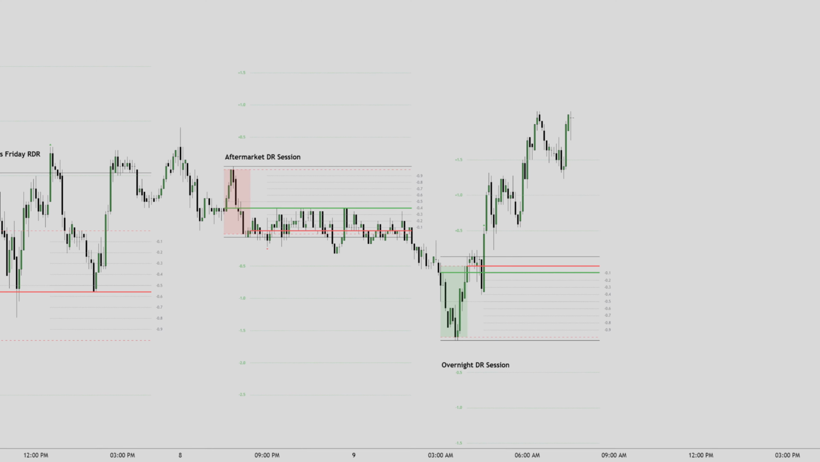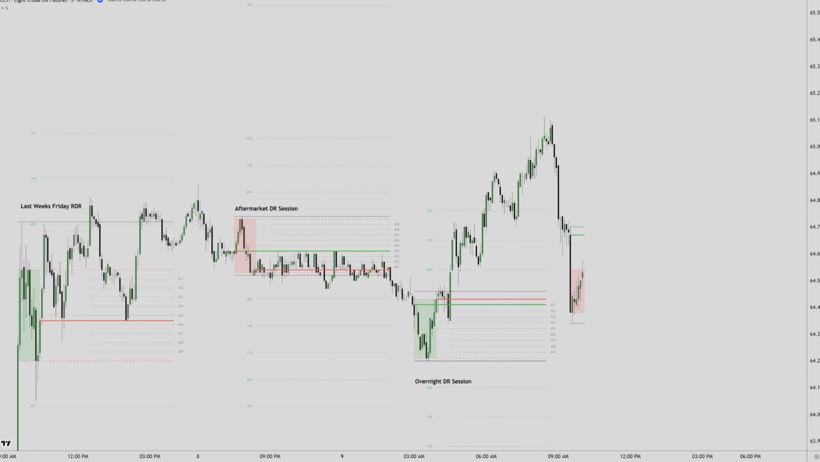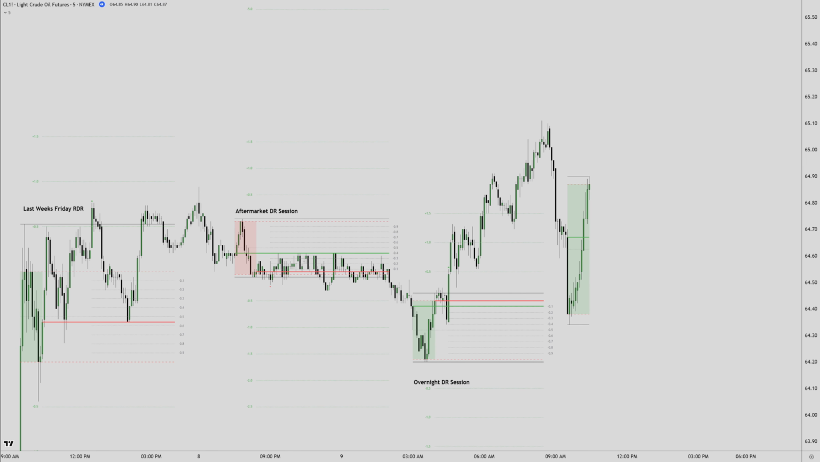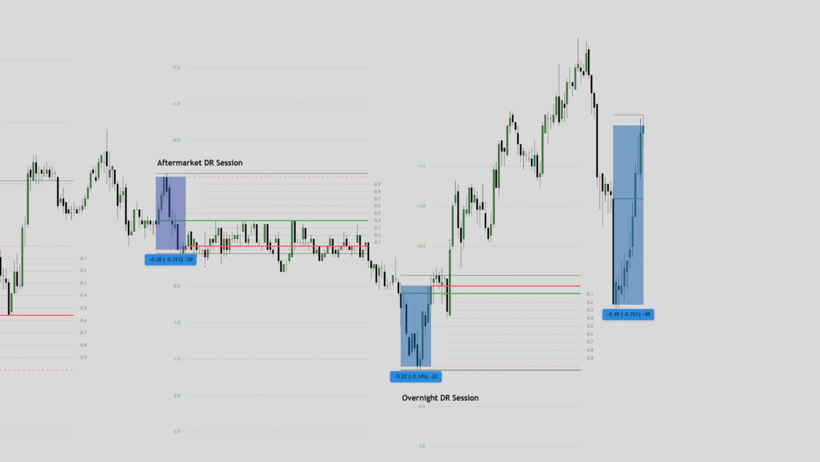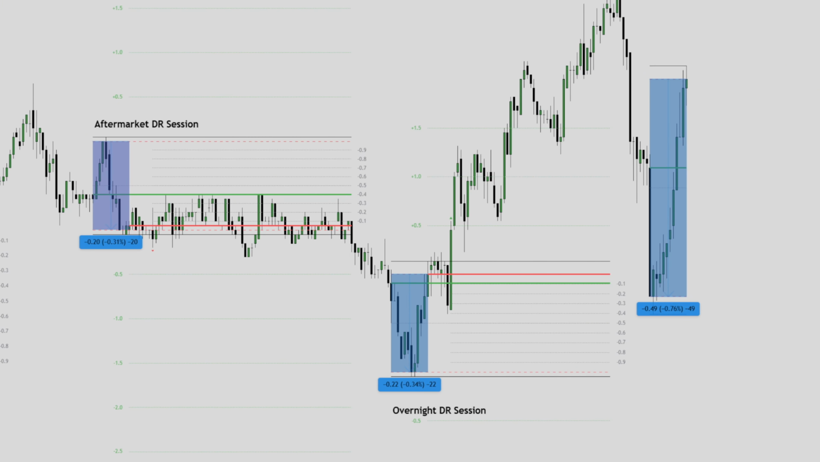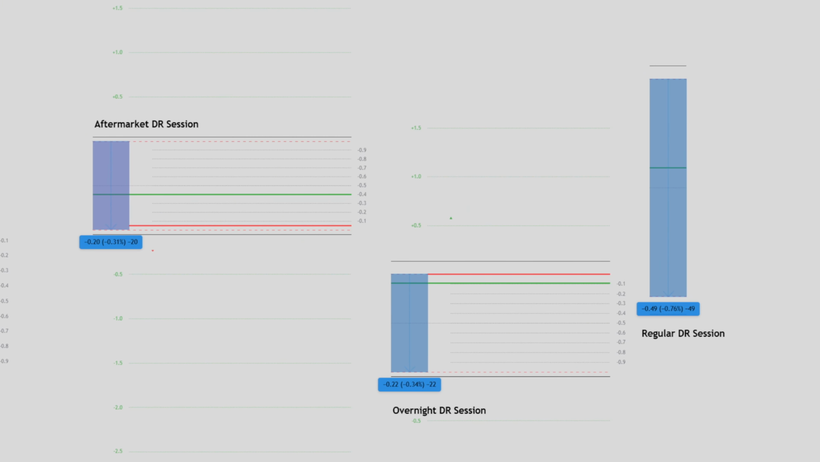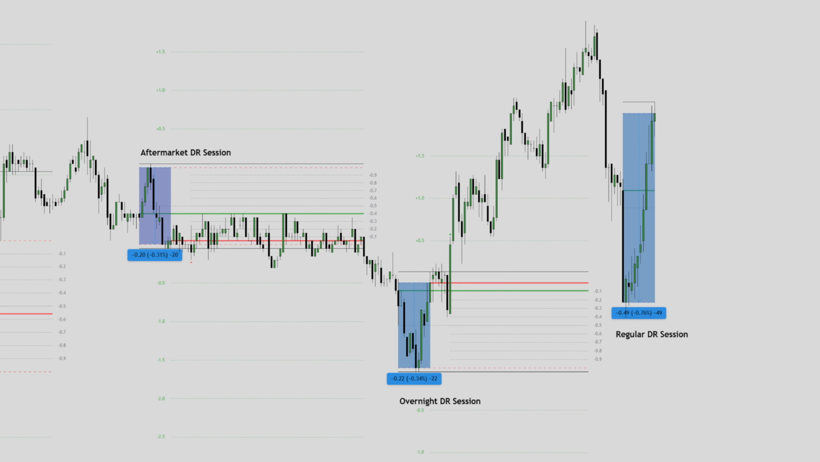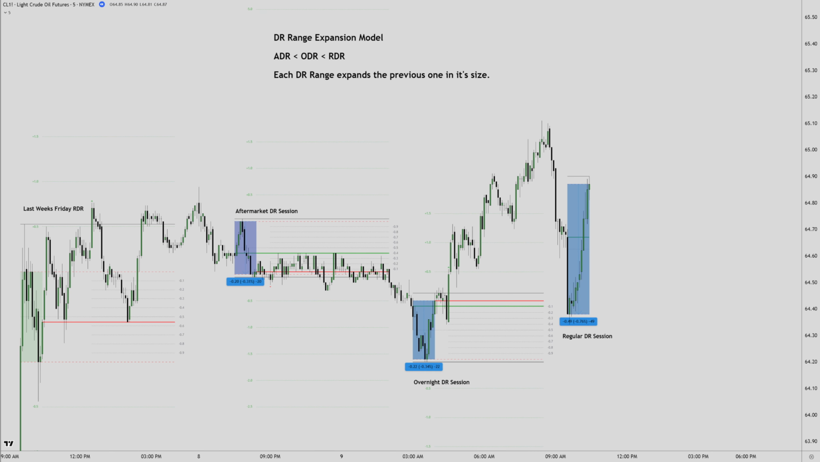Imagine that. Then the RDR forms and it's evident that each DR session expands the previous one in its size. To be precise, use a range tool to measure the ticks from the IDR high to the IDR low. A DR range expansion model is intact, which already gives a possible target of one standard deviation, but we don't know in which direction yet, since price hasn't confirmed into any direction yet.